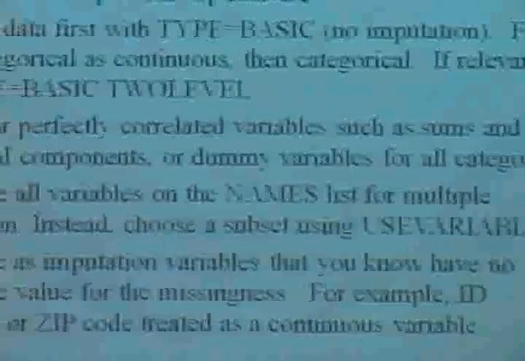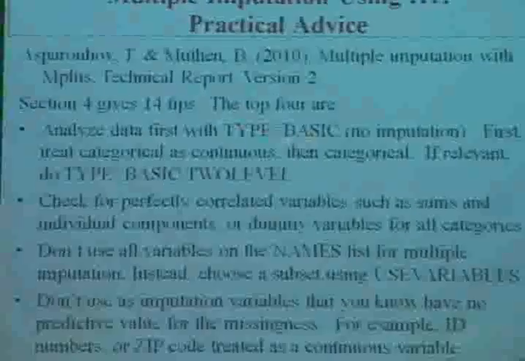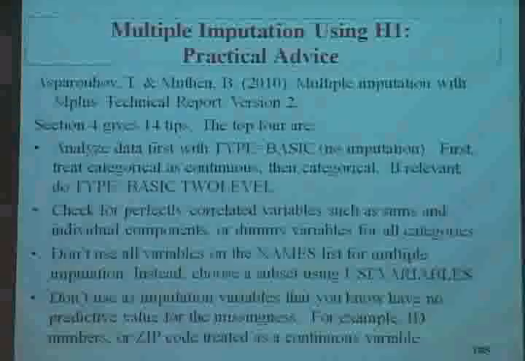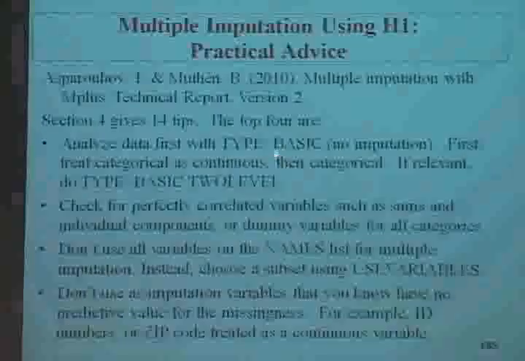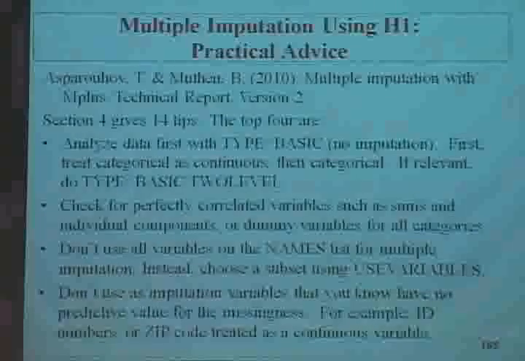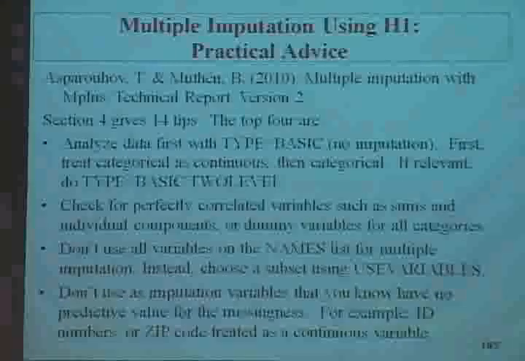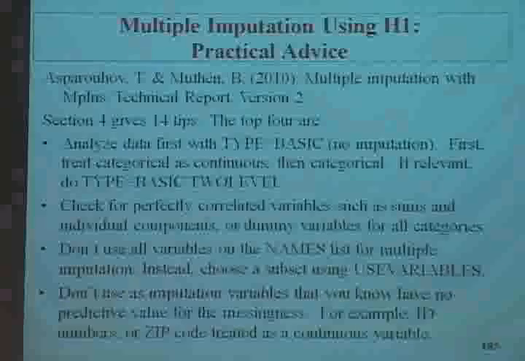So in this technical report, after working with a lot of the customer problems that we ran into, we compiled a long list of 14 tips, so 14 problems that usually occur. You can look at the rest of them, but I'll just mention the top few. Before you start an imputation, use some kind of summary statistics analysis. For example, if you just say type equals basic and nothing else, Mplus will compute means and sample variances. You can sort of see some things, at least.